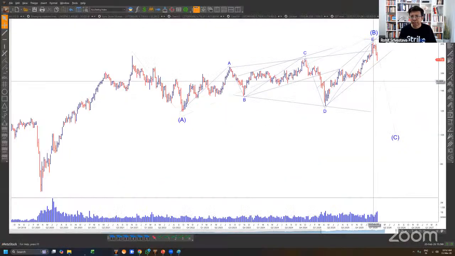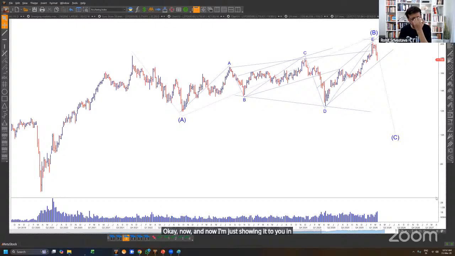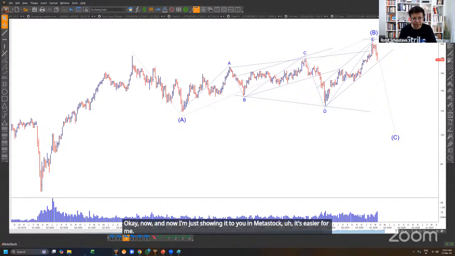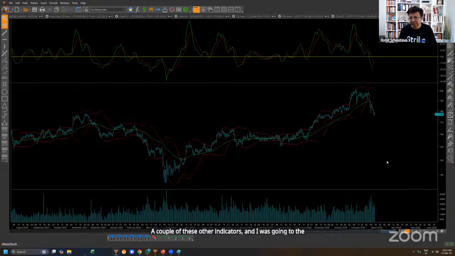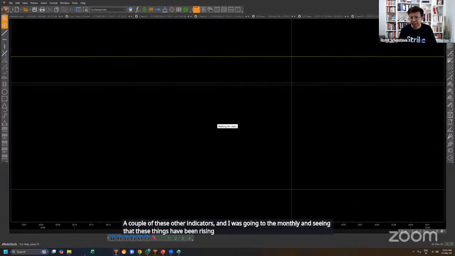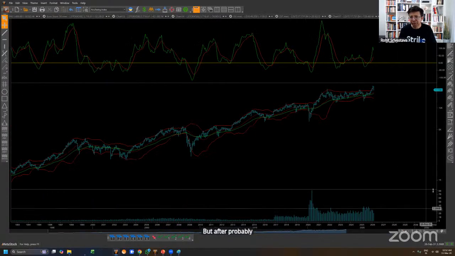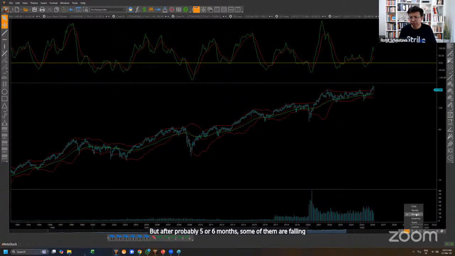This is where we are actually getting sell signals, just this month. Now I'm just showing it to you in Metastock, it's easier for me. This is the DJT, Dow Jones Transports. A couple of these other indicators, I was going to the monthly and saying, yeah, these things have been rising forever. But after probably 5 or 6 months, some of them are falling for the first time when you're getting a sell signal.